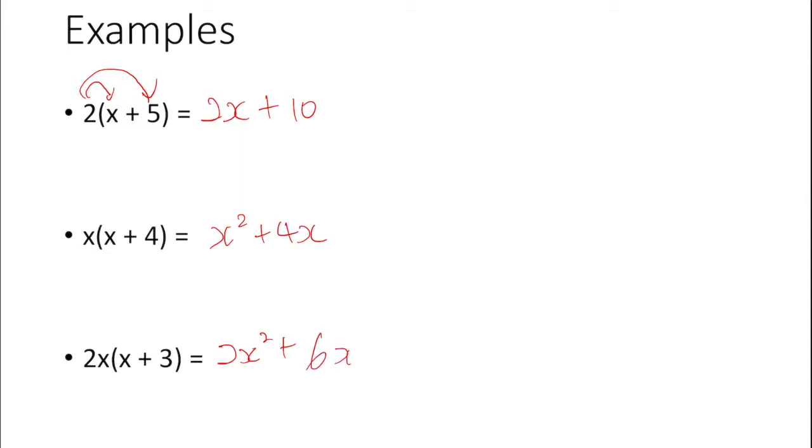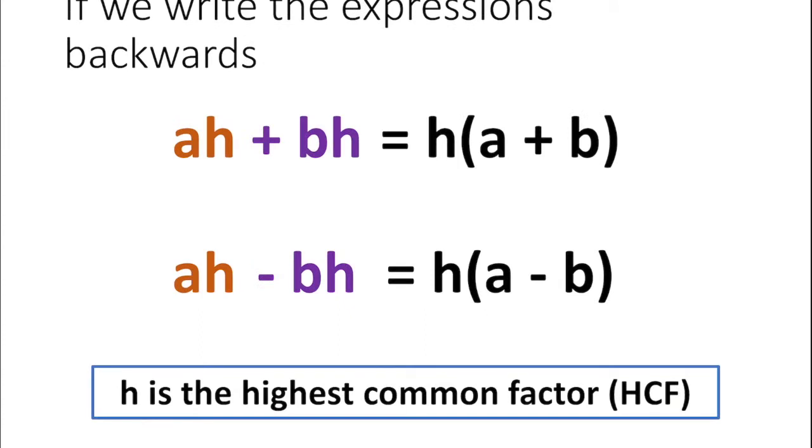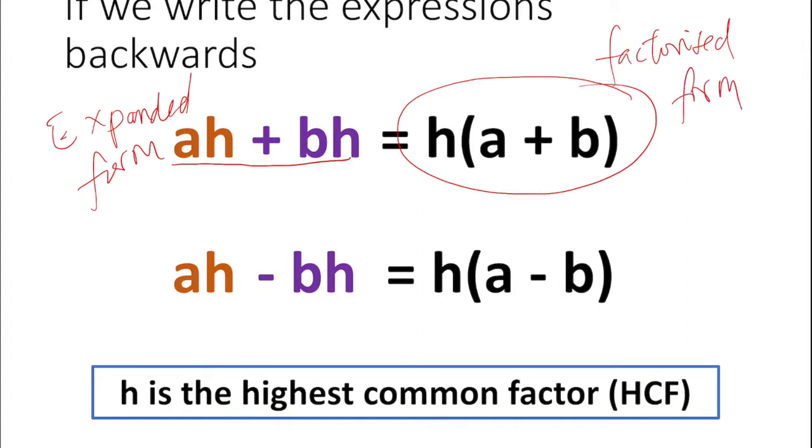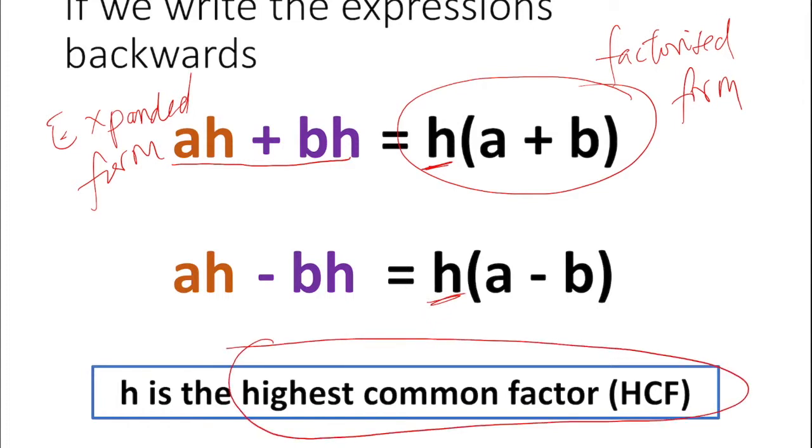Right? Now, if you write the expression backwards, ah plus bh, it means we can factorize it. Here, we use the distributive law to expand it, and this is called the expanded form. And this is the factorized form. You can see that this h is what you call the highest common factor, the HCF. So if we want to factorize the expression ah plus bh or ah minus bh, we have to take the h and put it outside the bracket.